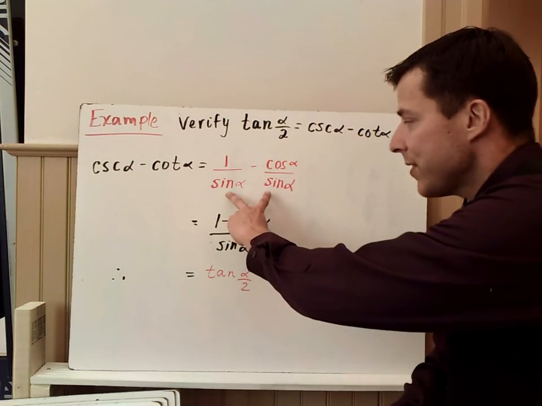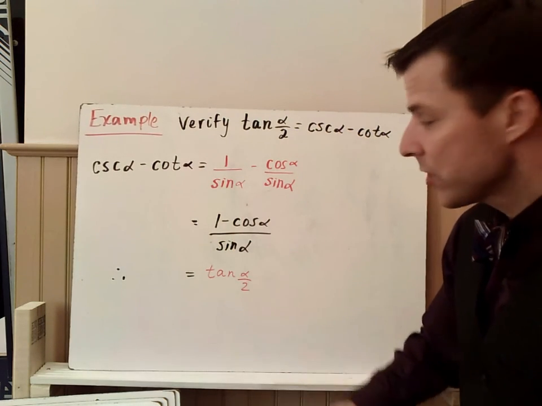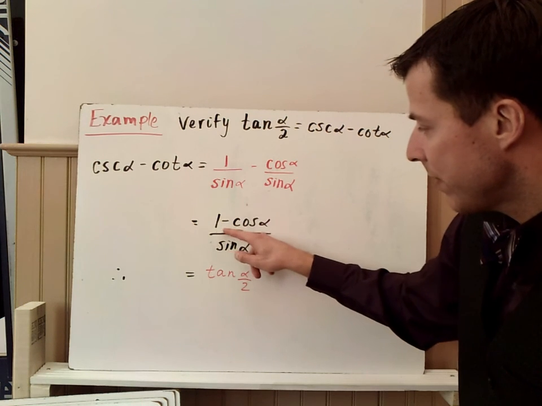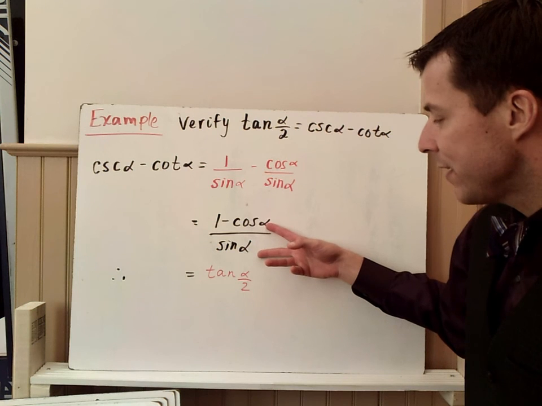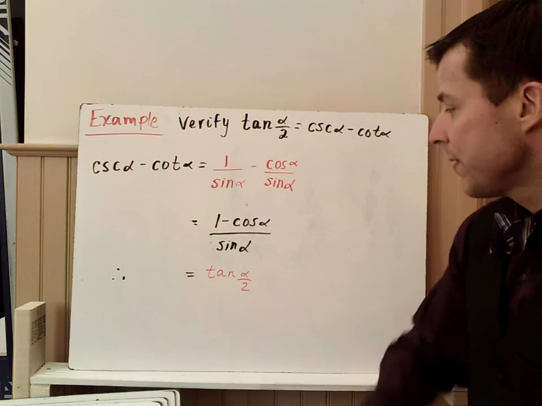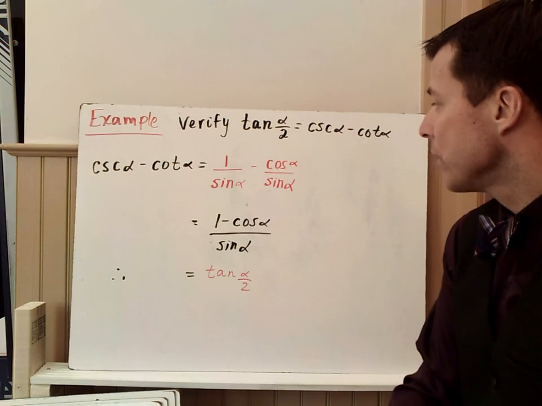Now if you notice here they have the same denominator. So you can just subtract straight across them, which I've done here. So you have 1 minus cosine alpha all divided by sine alpha. And by definition that equals tangent of alpha over 2.